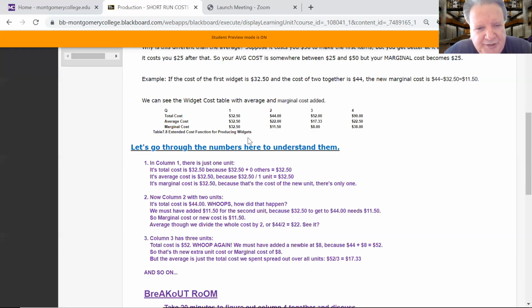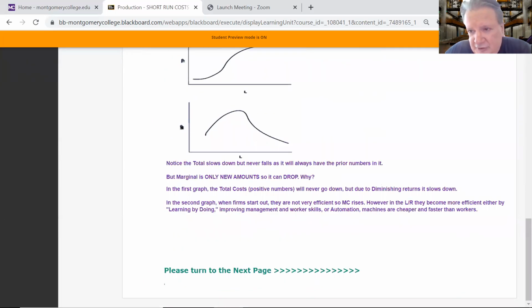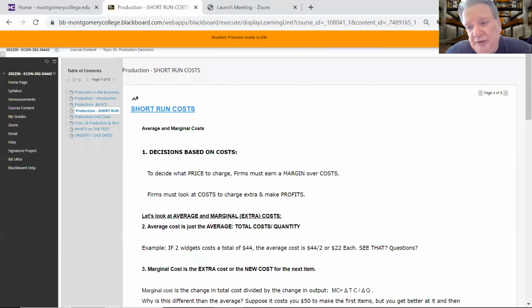Ignore number 4. And then your marginal cost, however, will be very high, and then it'll start to go down when you become more efficient. So try to compare that example to these two curves, and we will pause again right there.